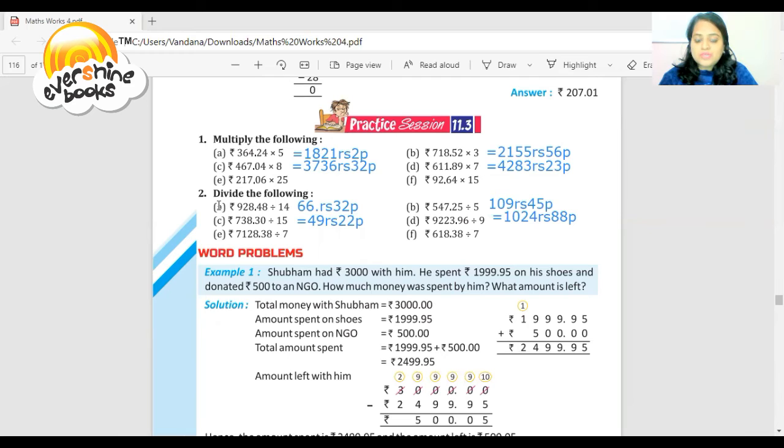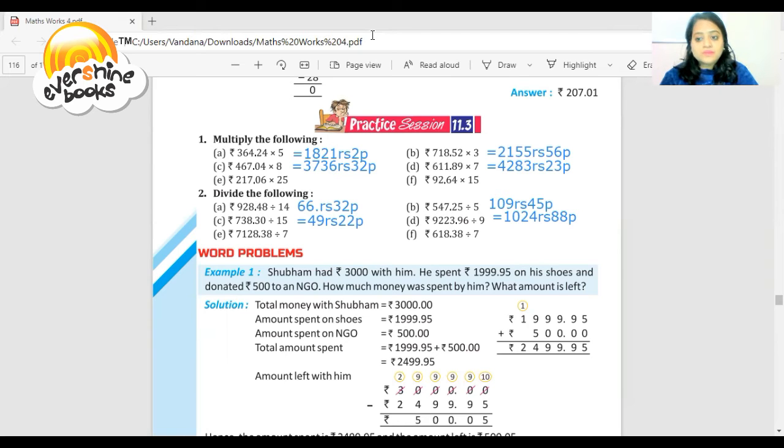Now in this second question, divide the following. You have to divide by 14, so you will get 66 rupees 32 paise. In the second one, 1,109 rupees 45 paise, divide by 15, you will get 49 rupees 22 paise. And in this, you have to divide by 9, so you will get the answer 1,024 rupees 88 paise. So students, these are your remaining questions. Do them in your notebook and practice these sums.